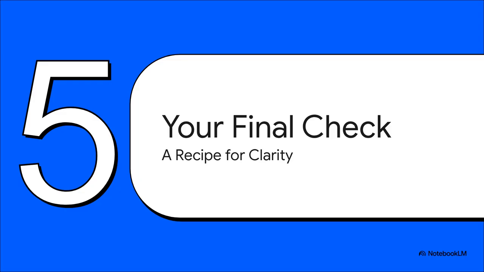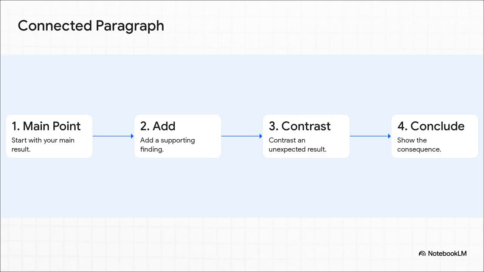Okay, let's bring this all home. I want to give you a simple, actionable plan that you can use every single time you write to make sure your paragraphs are rock solid and crystal clear. Here it is, the 4-step recipe for a perfect paragraph. 1. Start with your main point. 2. Use an addition connector to add more evidence. 3. Use a contrast connector to deal with any exceptions. And 4. Use a cause and effect connector to state your final conclusion. If you follow this structure, your paragraphs will practically write themselves.